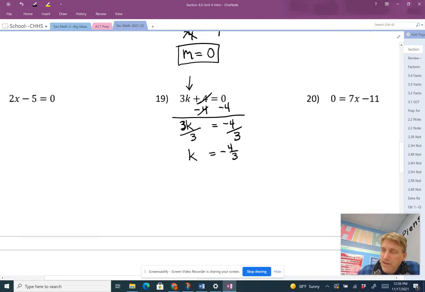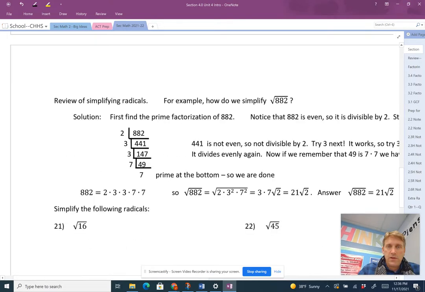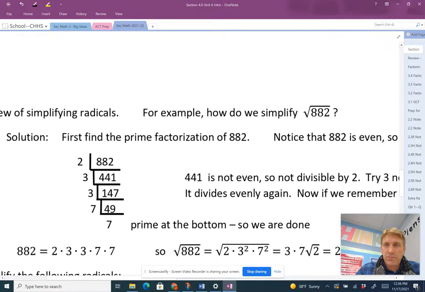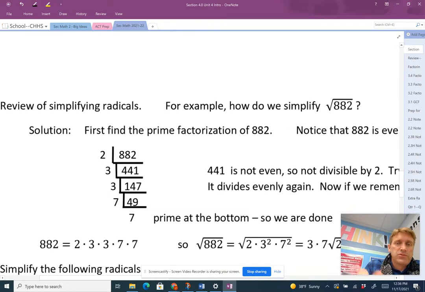All right, let's take a look at the back sheet here, where we are asked to simplify radicals. So it says, for example, how do we simplify the square root of 882? And so first we find the prime factorization of 882. Let me cover these up real quick.